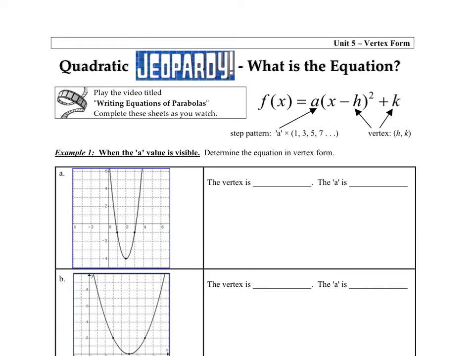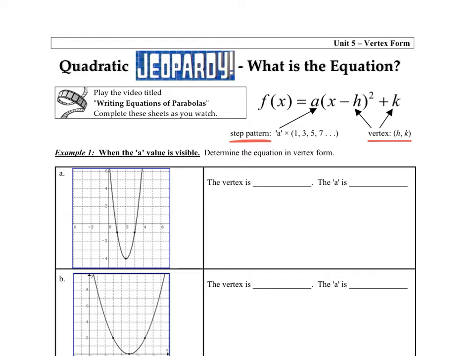So today's lesson is on how to find the equation of a parabola in vertex form. Okay, so vertex form, we need the h and k value, which tells us the vertex, and we need the a value, which comes from the step pattern. If you're given a nice graph, you can sometimes figure out both of those just through observation.